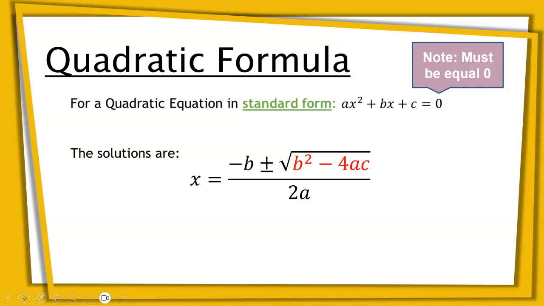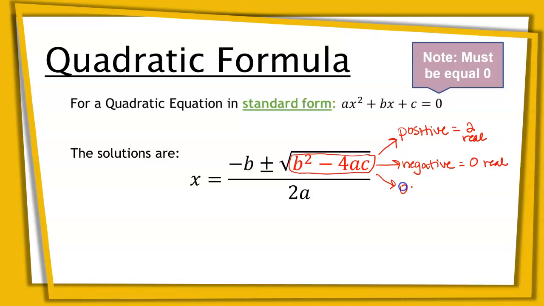Now, before we actually go through and plug everything into this big formula, we are first going to investigate what's called the discriminant. And it is what is underneath the radical. It doesn't include the square root, but what's underneath it. And what this is going to tell us is if we have 0, 1, or 2 real solutions. So if this discriminant is a positive number, we are going to have 2 real solutions. If this discriminant is a negative number, we are going to have 0 real solutions. And if this number is 0, we are going to have 1 real solution.